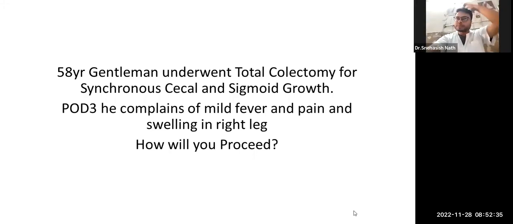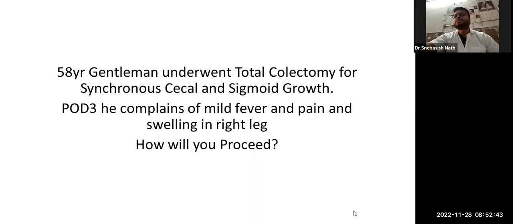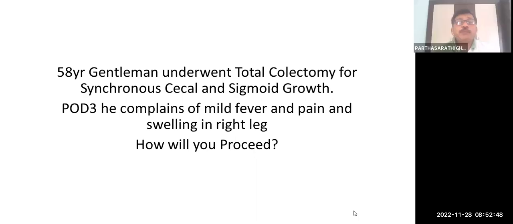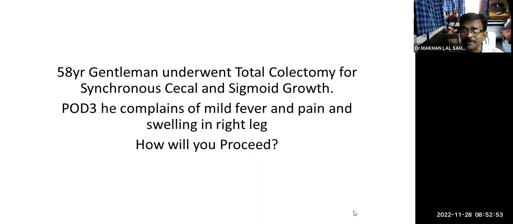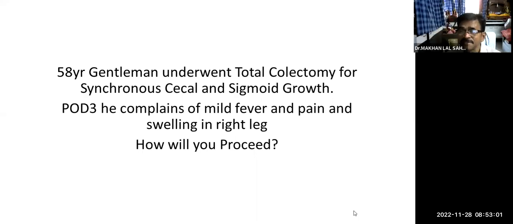What do you do in the intra-op period? Intra-operative. Avoid pressure on the calf muscle, number one. The assistant should not be leaning on the patient's legs. Second, if the patient is mid-risk or high-risk, you can use elastic stockinette while the patient is being operated.